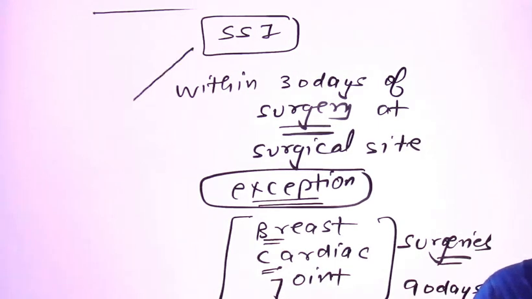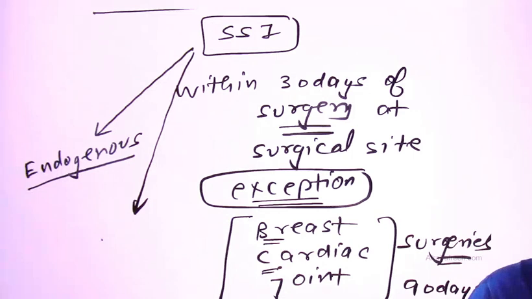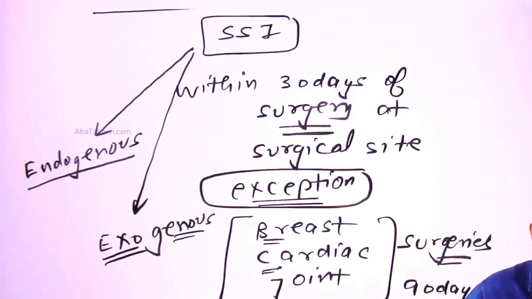And the same story for this also: the patient might be itself a source, that is the endogenous one, and the patient might get the infection from the healthcare worker or from the environment of the hospital, that is the exogenous one. Okay, so all these important points you need to remember regarding surgical site infections.